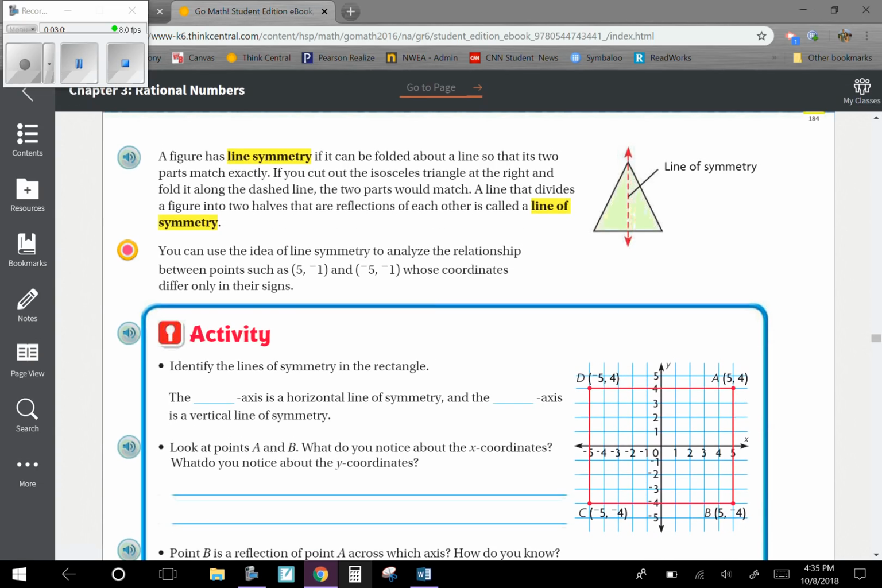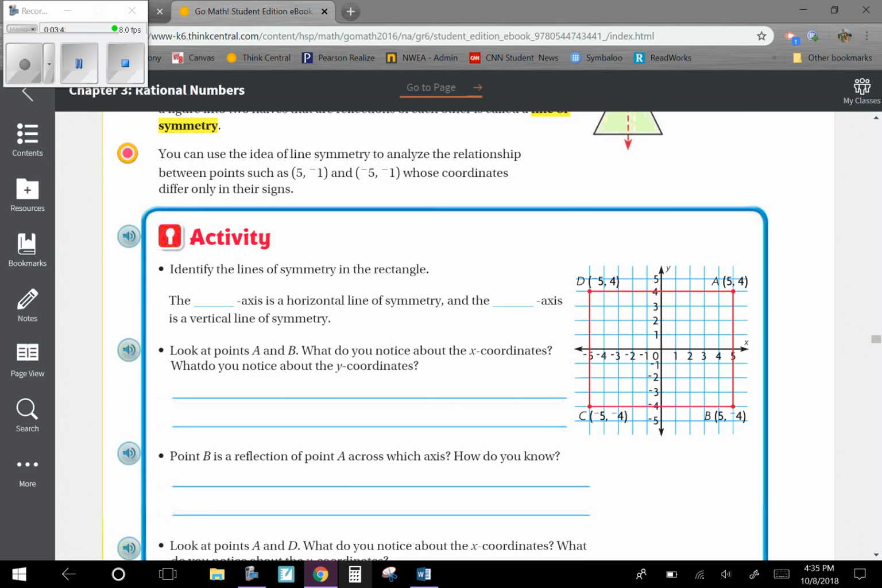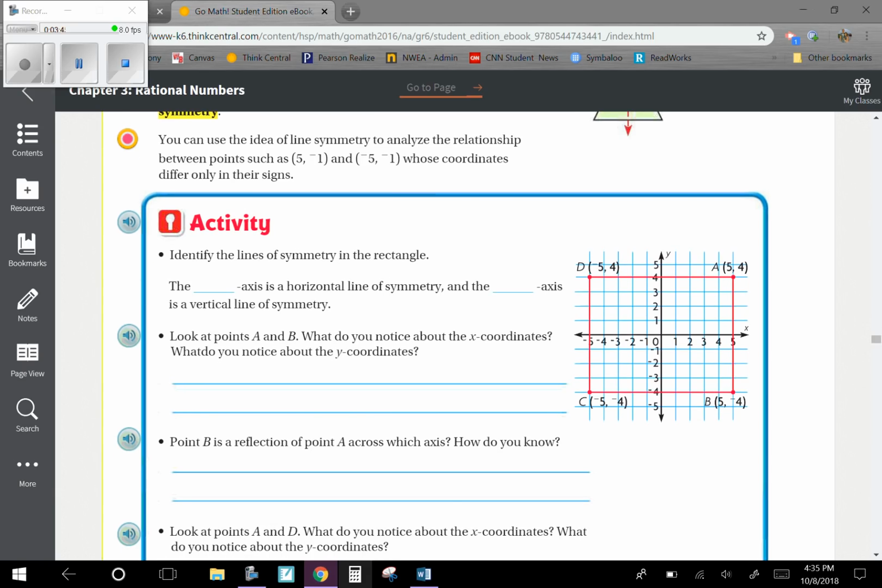A figure has line symmetry if it can be folded about a line so that its two parts match exactly. If you cut out the isosceles triangle at the right and fold it along the dashed line, the two parts would match. So again, right here where it's dotted, if I cut right along that, or if I just folded it up, the right and the left side put together would match. A line that divides a figure into two halves that are reflections of each other is called a line of symmetry. You can use the idea of line of symmetry to analyze relationships between points such as 5, -1 and -5, -1, whose coordinates only differ in their signs.